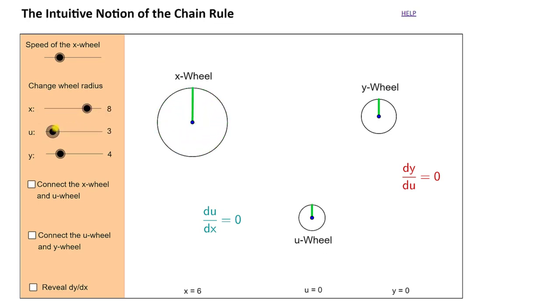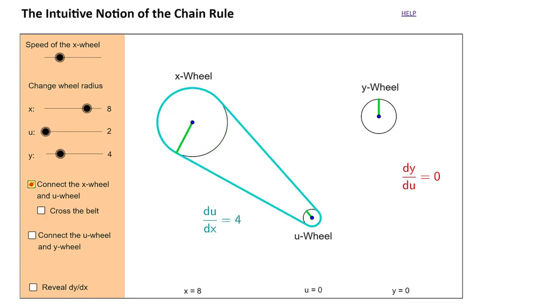But the big thing about these wheels is that I can connect them. So if I connect the X wheel and the U wheel, now the X wheel is driving the U wheel. And it turns out that since the radius of the X wheel is 4 times bigger than the radius of the U wheel, then one turn on the X wheel will force 4 turns on the U wheel. We might say that du dx is 4. U is turning 4 times faster than X. For every little bit of change in X, U changes 4 times that much.